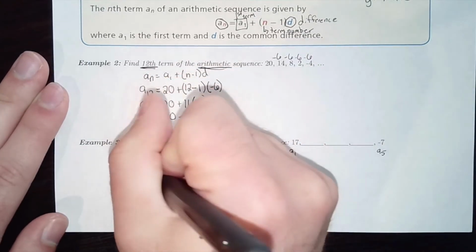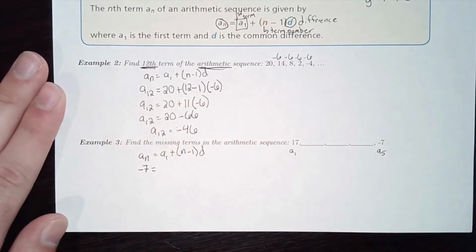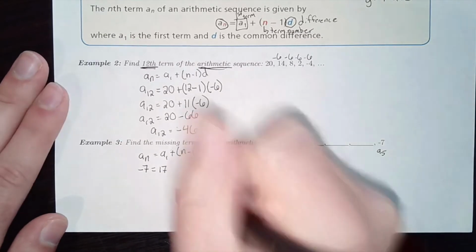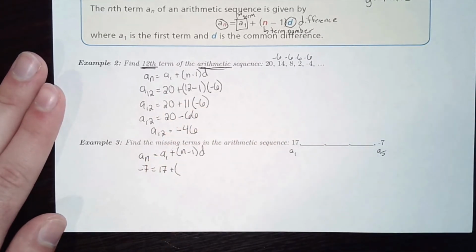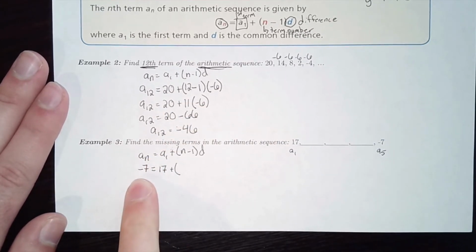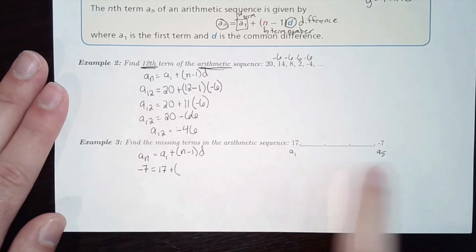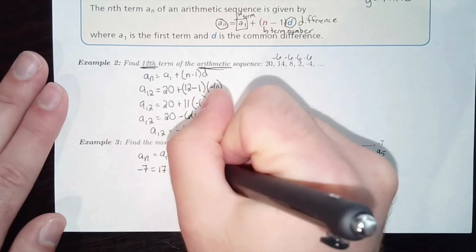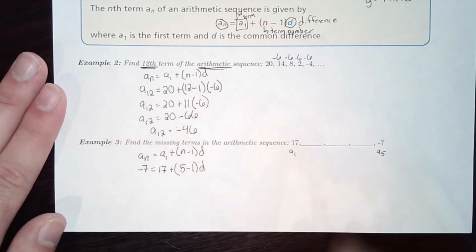So I'm going to plug the negative 7 in there because that's the term value. Then I'm going to plug the 17 in for a sub 1. Plus my n is the term number of the extra term that I used, not the first term, but the other one, which is the negative 7. That was a sub 5, so I'm going to plug in 5 minus 1 times d.